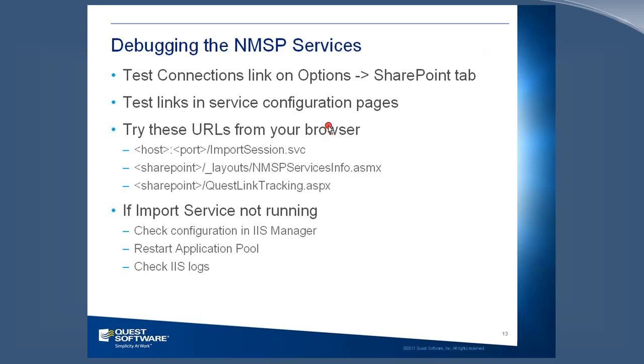Now, if the import service itself is not running, the import service, again, is an IIS web application. So the first thing you do is go to IIS Manager and make sure that web app is there and that it's at the host and port that you thought it was going to be at. Then you make sure it's running. Sometimes it's a simple matter of restarting the application pool after you did the first install. And if you really can't get the application pool running, then check your IIS logs, which will probably explain the reason. It's probably that the service account you gave it doesn't have the right security or something like that.